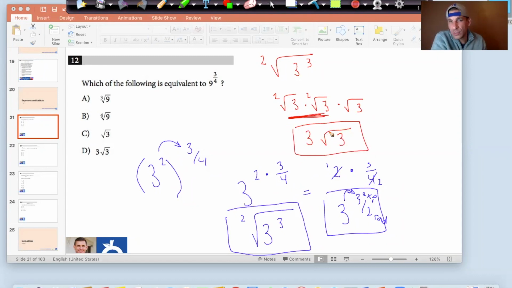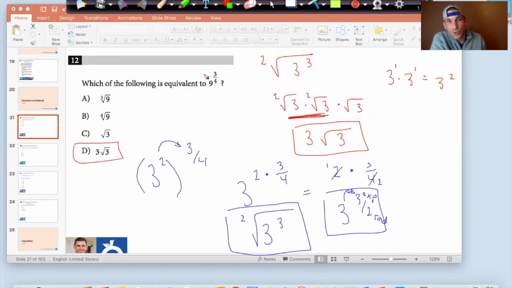Regardless of whatever way you do it, you have to understand the square roots, and you have to understand that 3 times 3 is going to be equal to 3 squared. Conceptually, you need to understand that as you're pulling these things out. So my answer is going to be 3 radical 3, which appears to be D, all right?